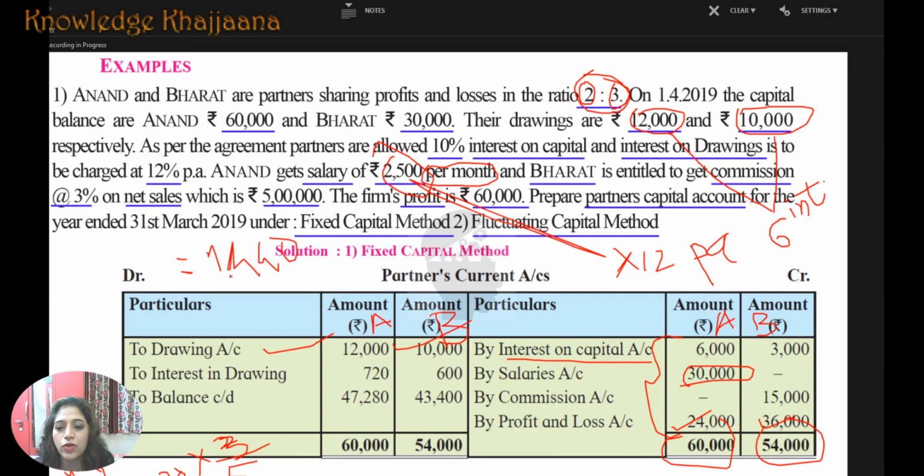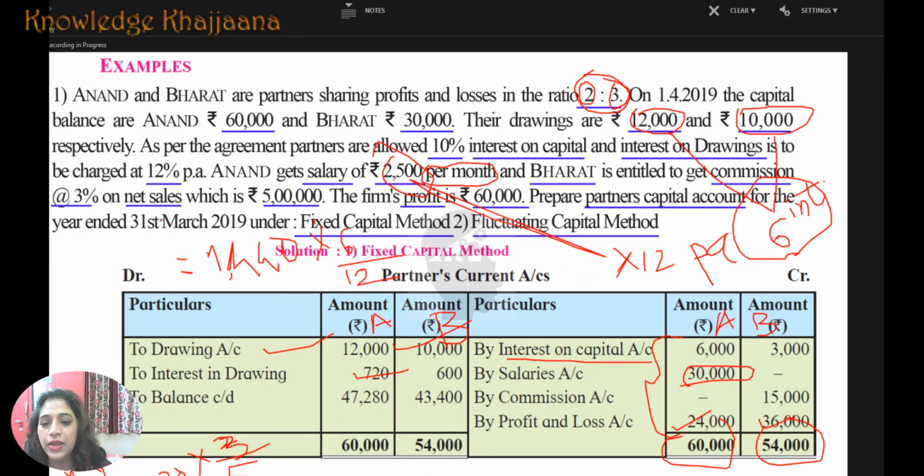So 12% of 12,000 becomes 1,440, right? 1,440 is for the entire year. But for how many months do we have to charge? We have to consider the average as 6 months. So 1,440 into 6 by 12, because there are 12 months, right? Average of 6 months out of 12 months. So 1,440 into 6 by 12 is equal to 720. So 720 is the interest we have charged on A's drawing.